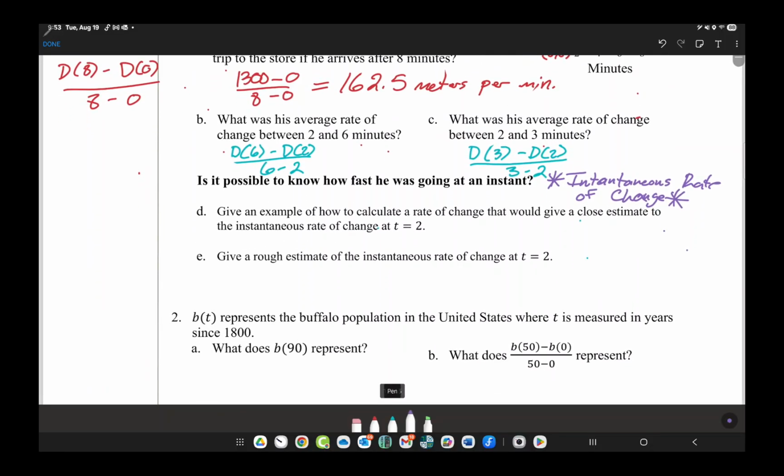So, to give an example of how to calculate rate of change, we can choose a close estimate. Again, the key word is estimate. So we would want to pick a number really, really close, like 2 minus 1.999. Now, that is not going to give us the exact slope, but it will give us a really good estimate.